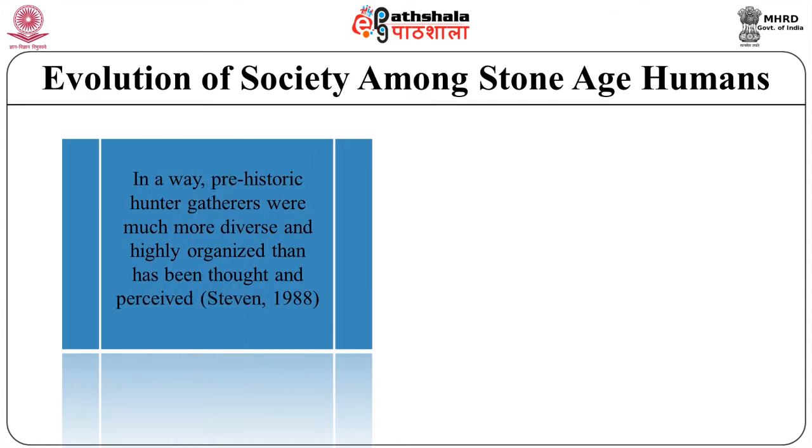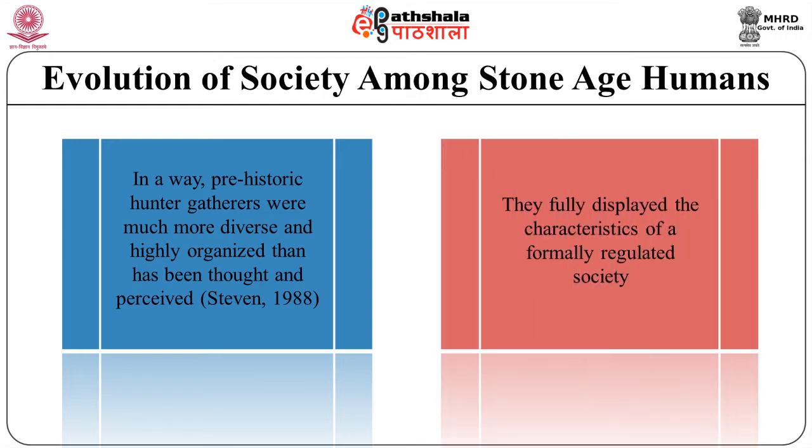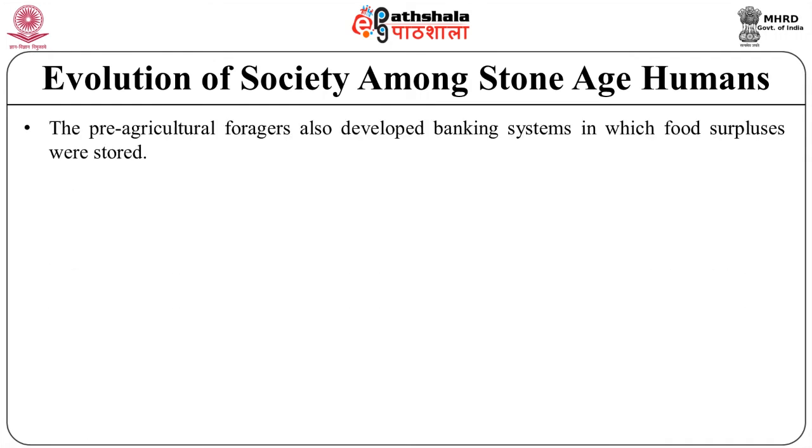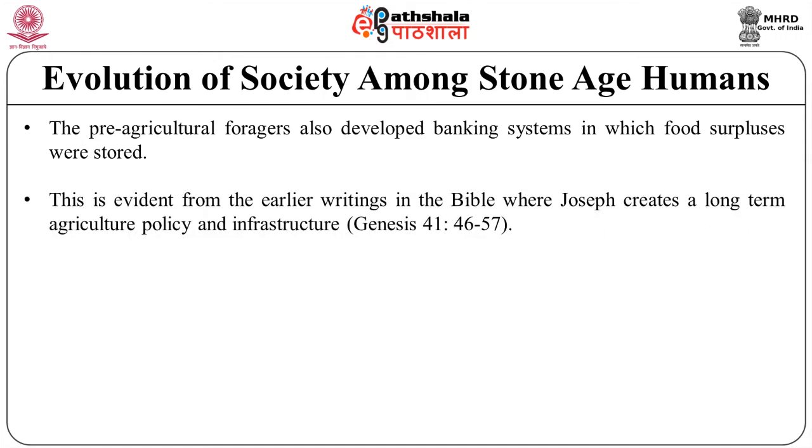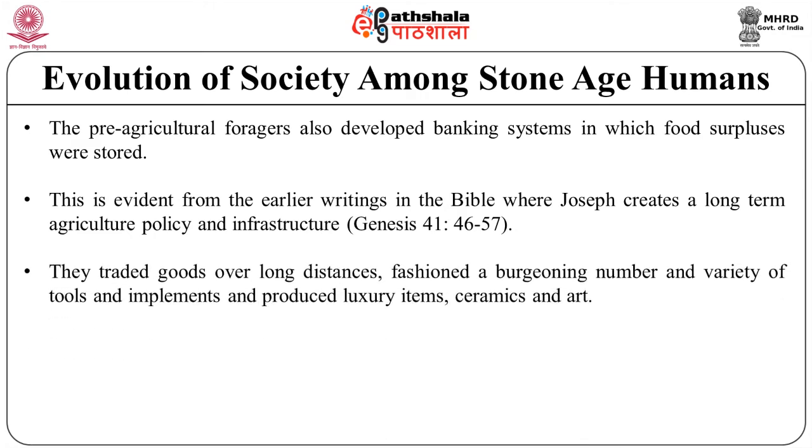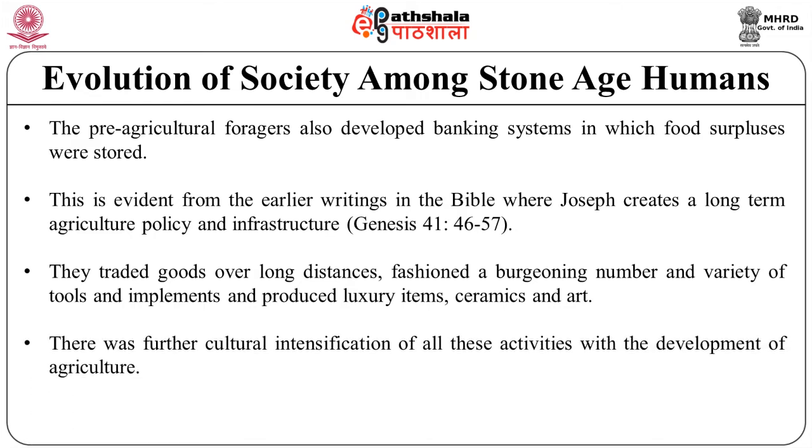In a way, prehistoric hunter-gatherers were much more diverse and highly organized than has been thought and perceived. They fully displayed the characteristics of a formally regulated society. The pre-agricultural foragers also developed a banking system in which food surplus was stored. This is evident from the earlier writings in the Bible where Joseph creates a long-term agriculture policy and infrastructure. They traded goods over long distances, fashioned a burgeoning number and variety of tools and implements and produced luxury items, ceramics and arts. There was further cultural intensification of all these activities with the development of agriculture.